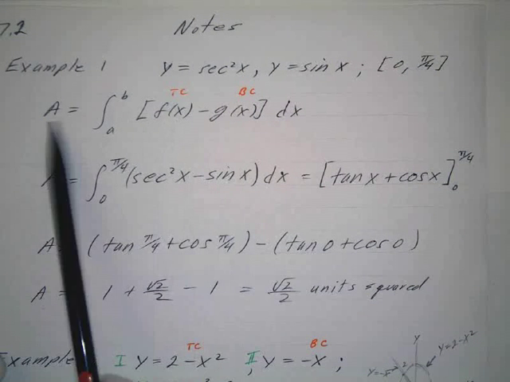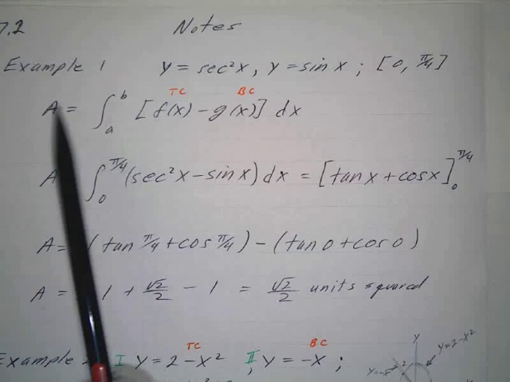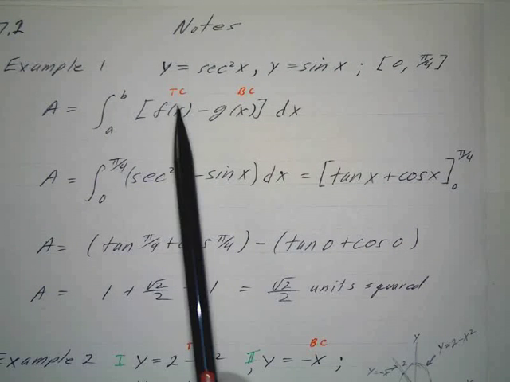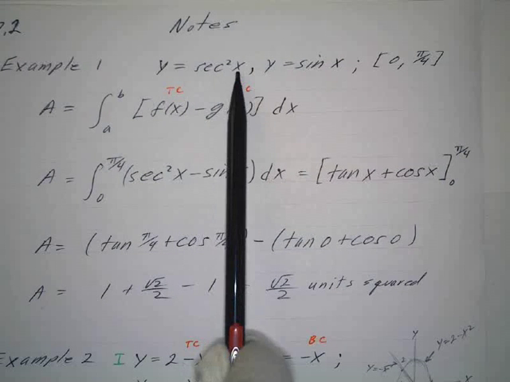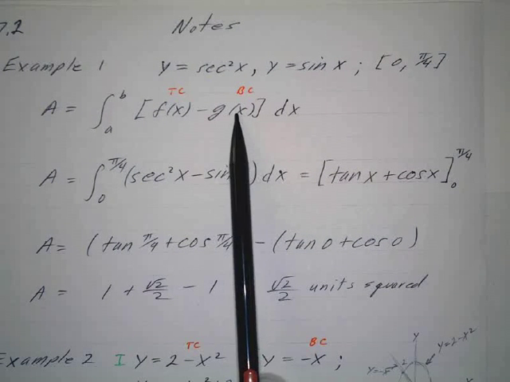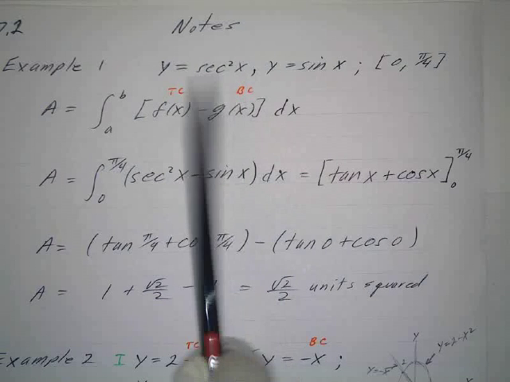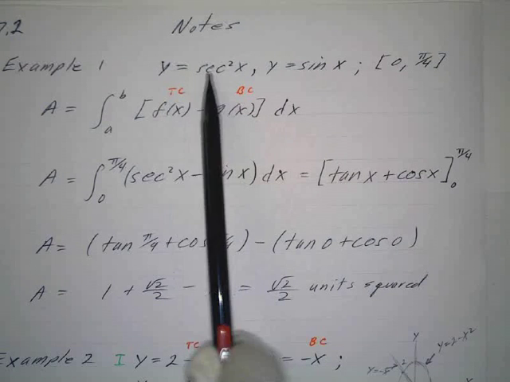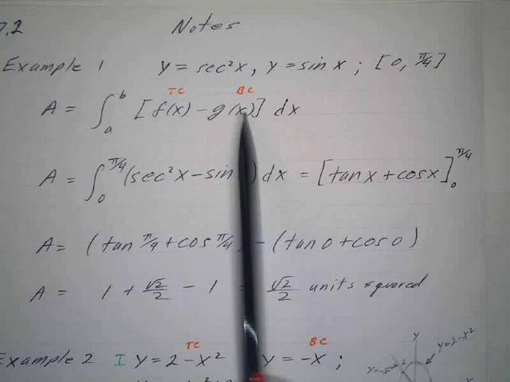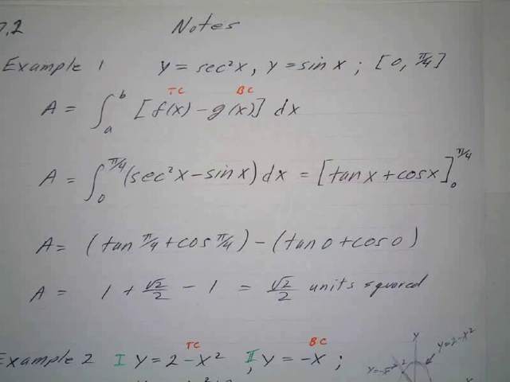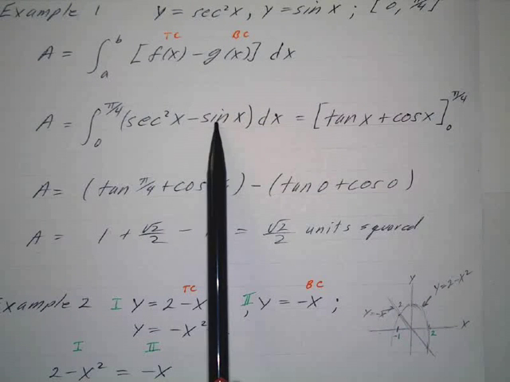So again, I just used the general form that I gave you back on the first set of notes, the integral from a to b of f of x minus g of x, where f of x is the top curve, which was the secant squared of x by our graph, and g of x is the bottom curve, which is the sine of x. So I should say, hope I said secant squared of x. Okay, so f of x is secant squared of x, the top curve, minus sine of x, g of x, the bottom curve. Okay, and then we just substitute those in, the integral of secant squared of x minus sine of x.